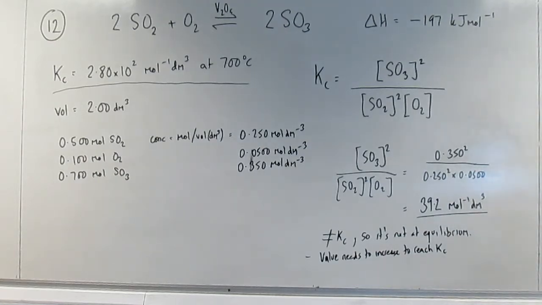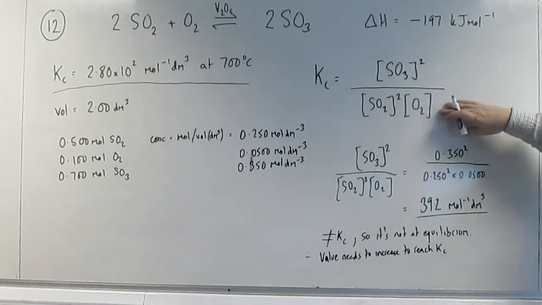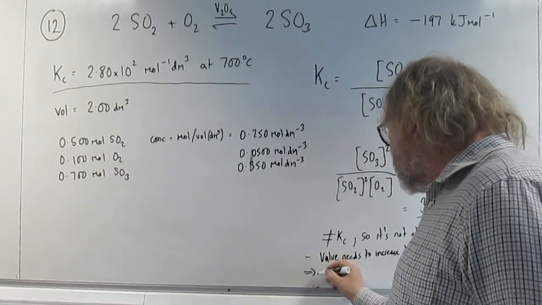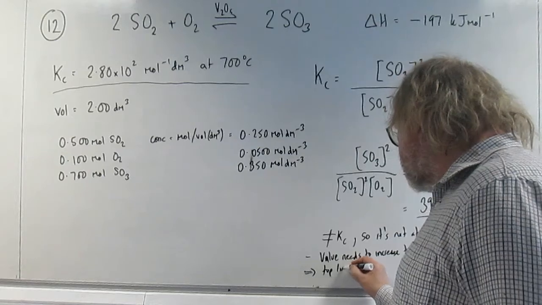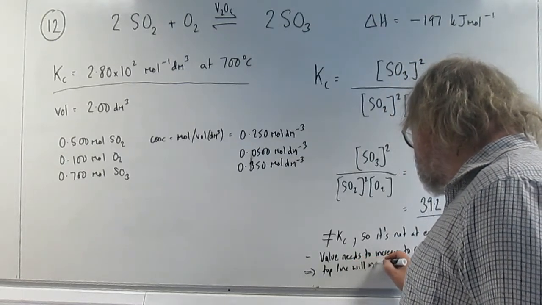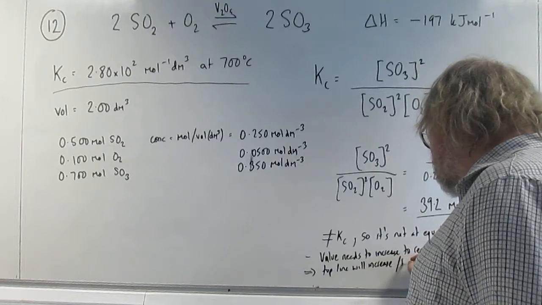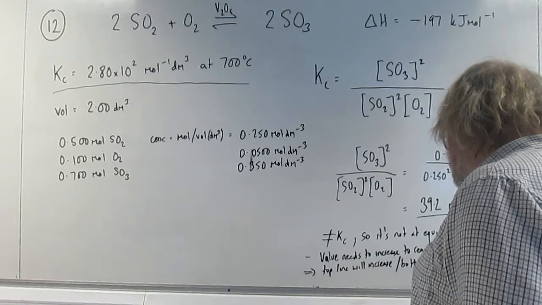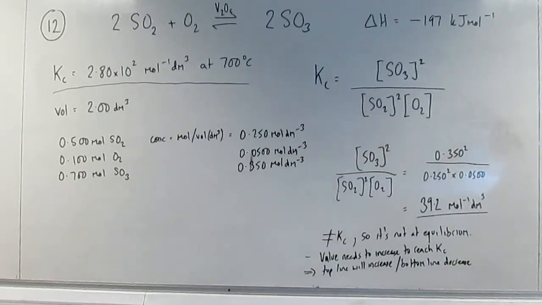And then you do the top line, bottom line kind of argument to explain how it's going to do that. So in order to increase the value, the top line has to get bigger and the bottom line has to get smaller. And it's worth just saying that explicitly, just so that it's clear what you're thinking. So that means that the top line will increase and the bottom line will decrease, because that will have the desired effect of making the answer bigger, and eventually it will get big enough that it equals 280, and then you're there.